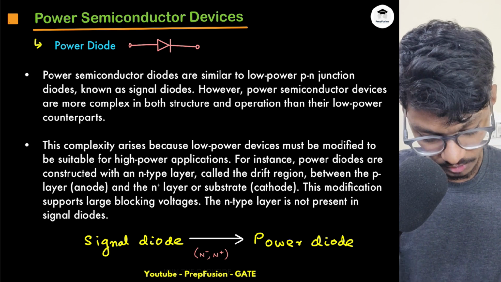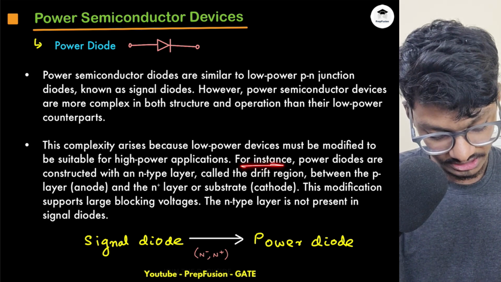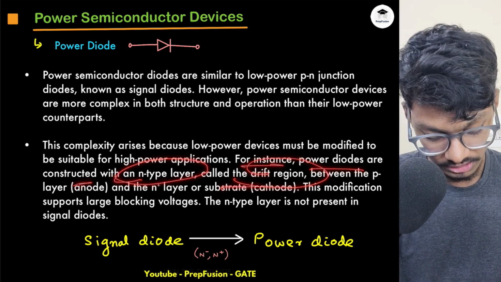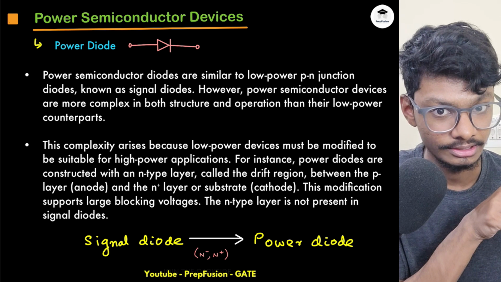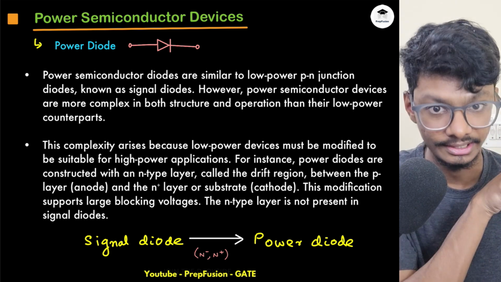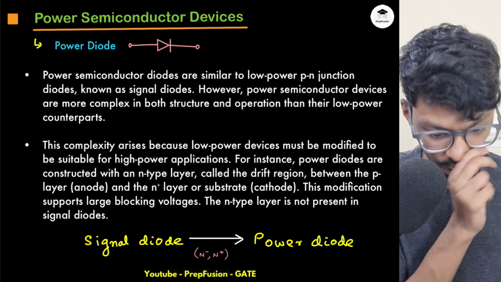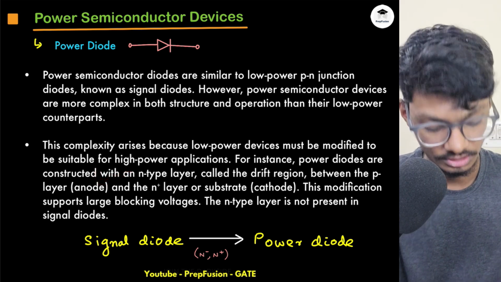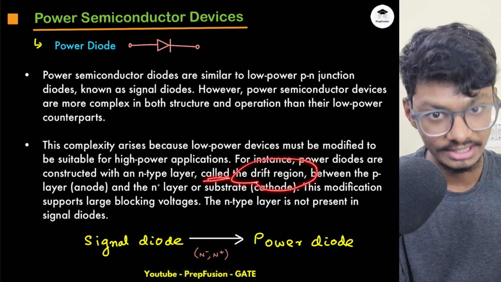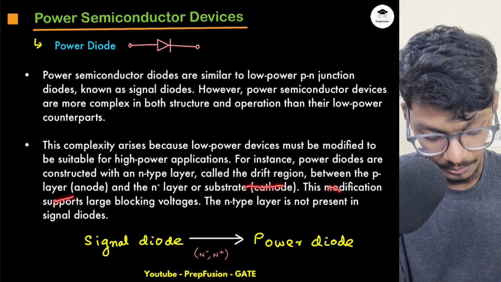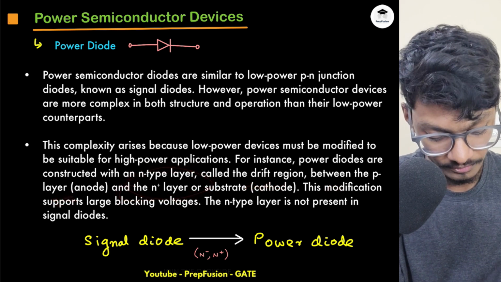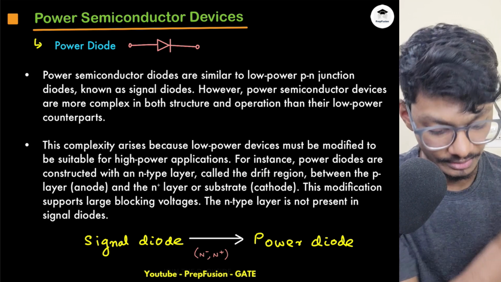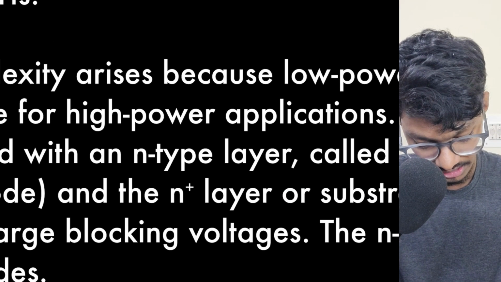We'll understand that. So basically, what modifications do we make? For instance, power diodes are constructed with an N layer called the drift region. So in a normal diode, there is a P layer and N layer, right? But in a power diode, there are 2 N layers. One is lightly doped, one is highly doped, and it is talking about this lightly doped N layer. This is called the drift region. The lightly doped N layer is called the drift region between the P layer and the N plus region, the cathode. Between the anode and the cathode, there is a separate N layer, which is N minus, right?